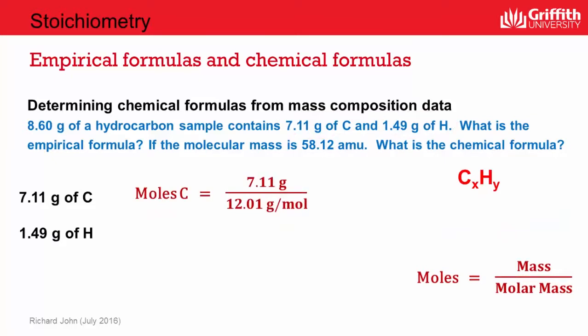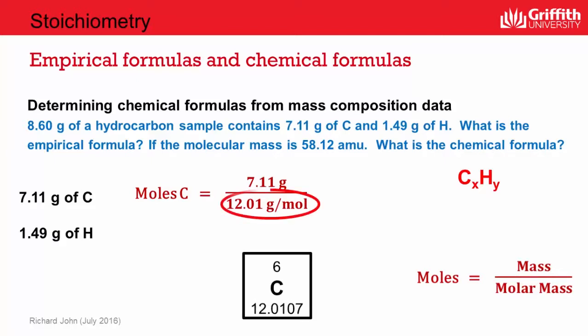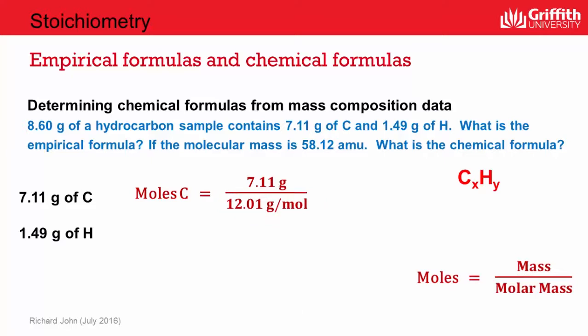We can do that for carbon first. The mass is 7.11 grams and the molar mass 12.01 grams per mole. And remember, we just read that directly from the periodic table. So the moles of carbon end up being 0.592 moles of carbon in that 8.60 gram sample.